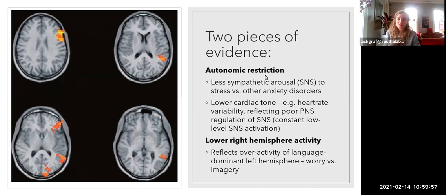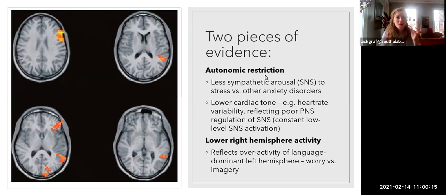So when you put people with GAD in an fMRI machine and ask them to think about a situation that worries them or causes them distress, they have way more activity in the verbal left side of their brain and way less activity in the vivid, emotional, imaginal right side of their brain.